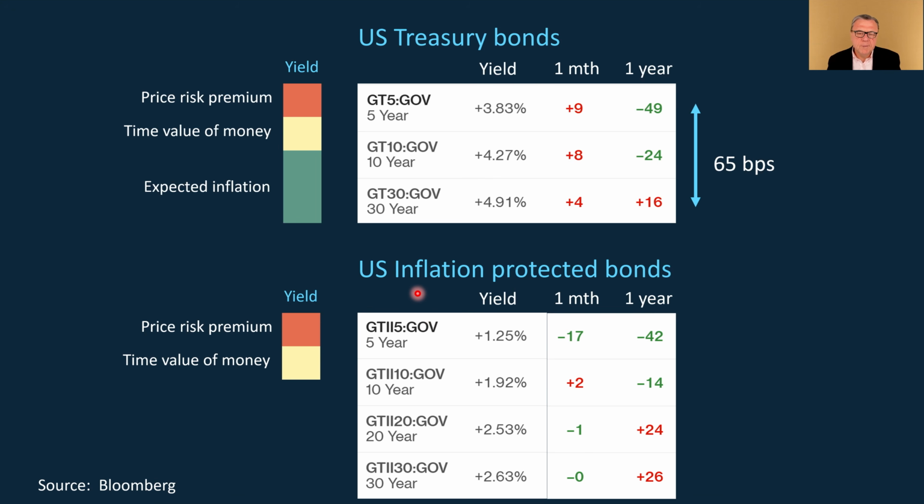The principal of the bond, the amount of money that investors get back at the end of the bond, goes up with inflation, and the coupons go up with inflation as well. So they're completely protected from inflation. And so these yields represent the time value of money, and especially the price risk premium. And you can see how much this has widened just in the last 12 months, that investors are less concerned about what's going to happen in the next 5 years and much more concerned, relative to 5 years, about what's going to happen in the future, 20 years or further out.